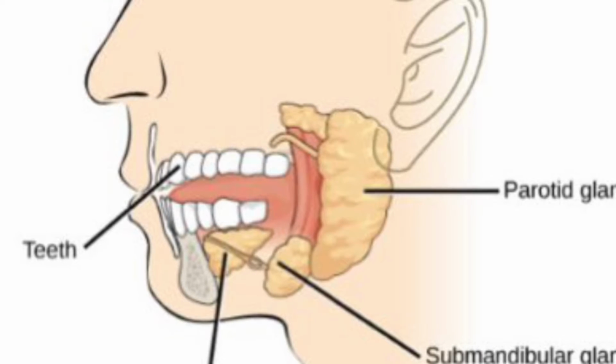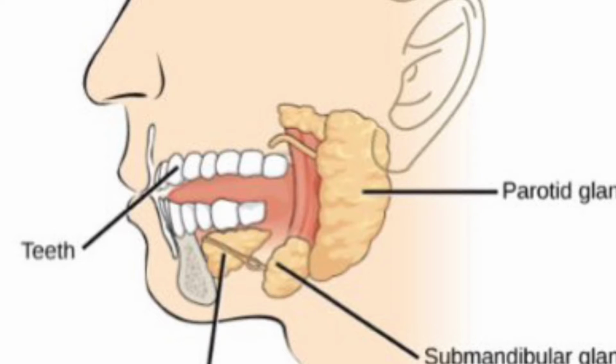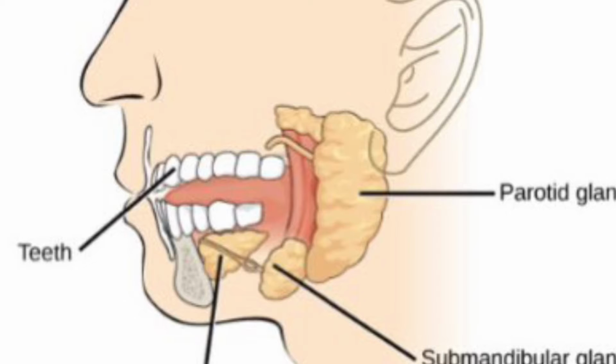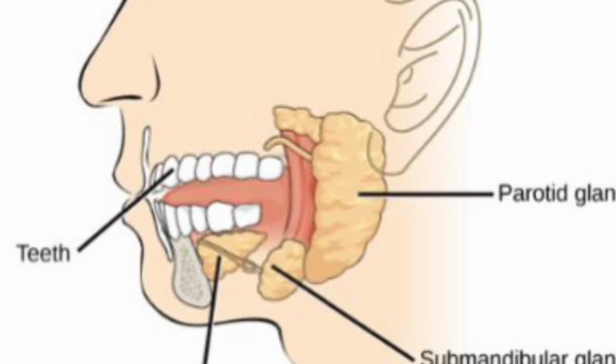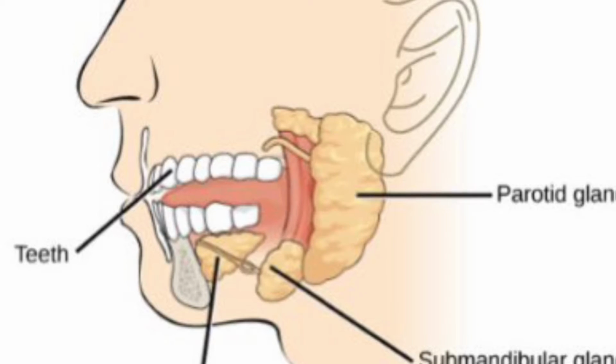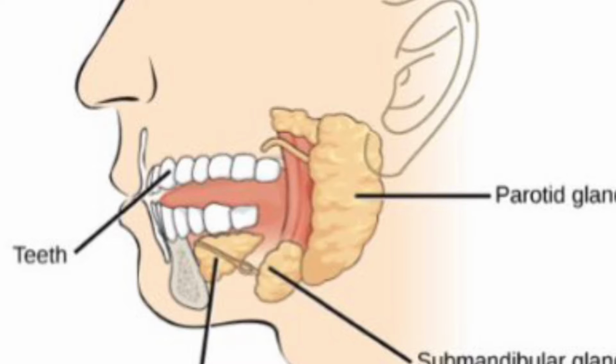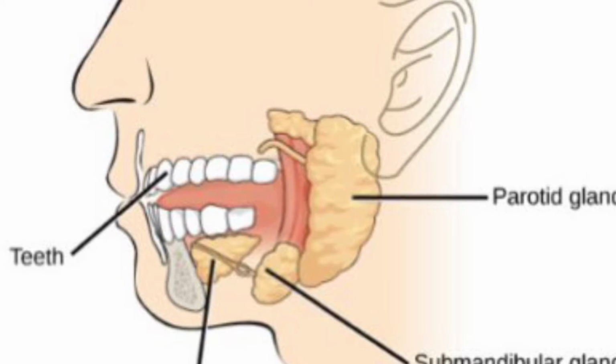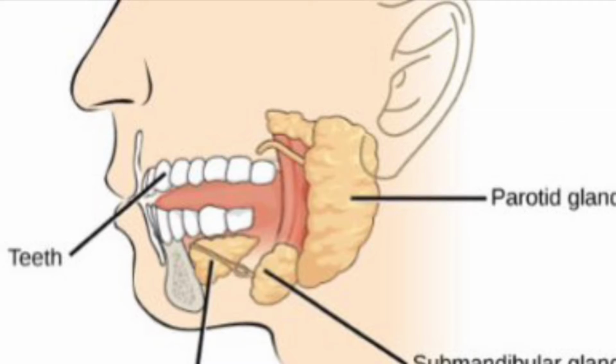As we can see, the tongue, the teeth, and the glands all work together to allow us to swallow. The teeth break down the food to smaller bits. The tongue moves the food around. And the glands also break down the food with amylase.